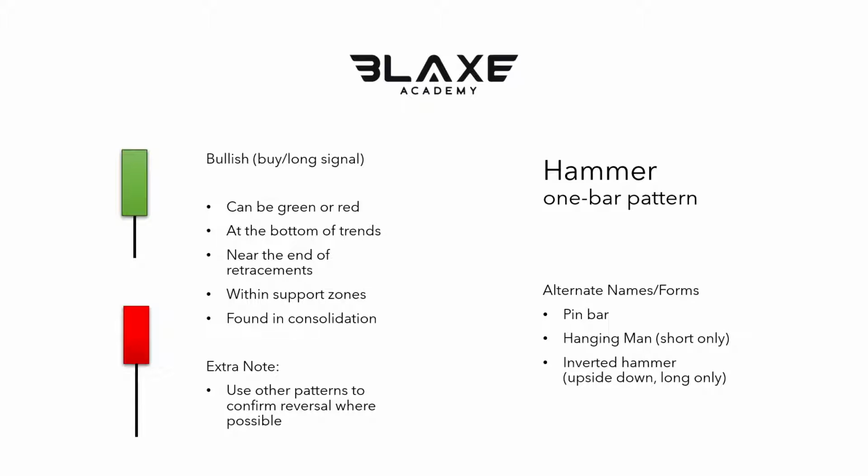Again, it's a very versatile pattern, but what we're going to do now is look at some examples of where hammers can be found in the charts. I'm going to give you some good ones, some ones to avoid, and some other supporting factors. Because as you see in the extra note, it's really good to use other patterns to confirm the reversal for the hammer pattern. Because the hammer in and of itself, because of its simplicity, is not the strongest reversal signal in and of itself.